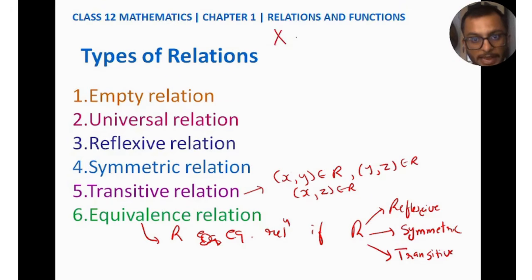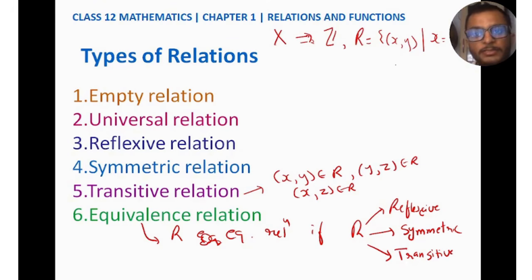Suppose I am taking X as the set of integers, and I am defining R as having elements (x, y) such that x is equal to y, where x and y are from the integers. I am telling you this R is reflexive, symmetric and transitive. First let's show it is reflexive. Why is it reflexive?